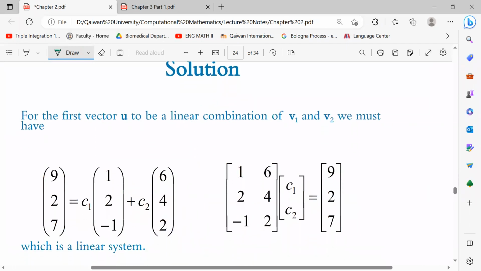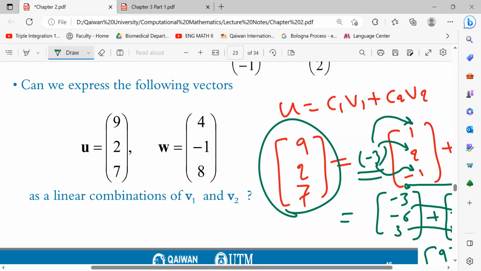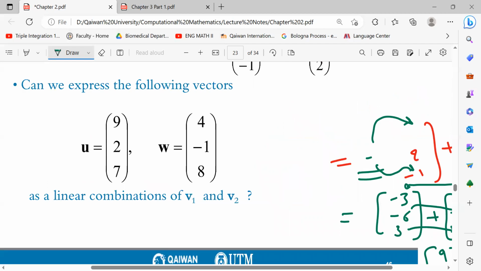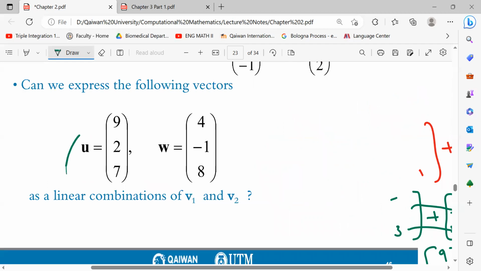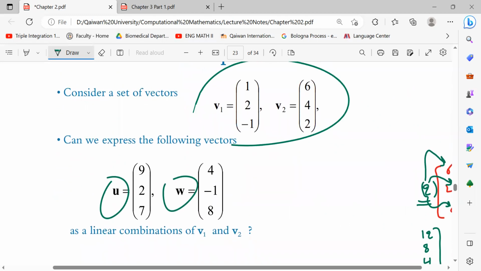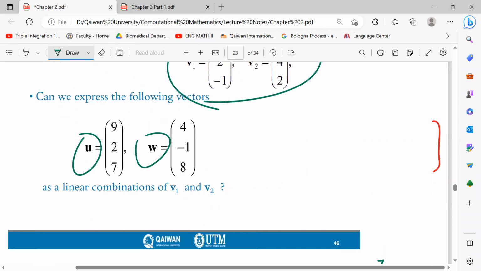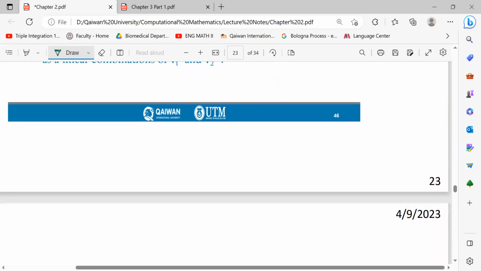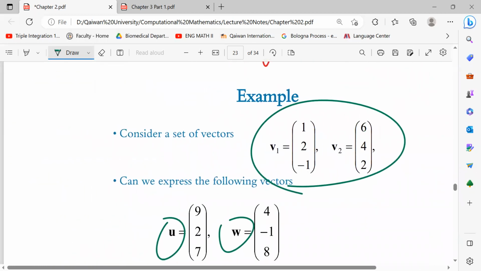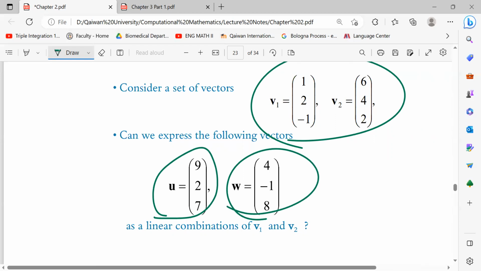We say for the first vector, here you have an example. It says, can we write down U and W as the linear combination of V1 and V2? These are V1 and V2. That means, can you find a value to multiply by V1 and a value to multiply by V2 to get U or W? Okay, we do each of these separately.